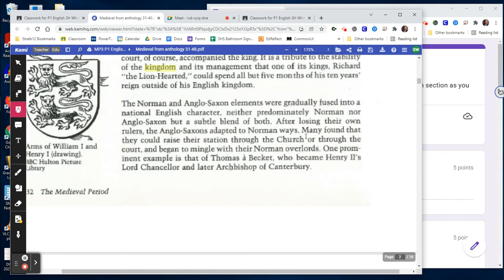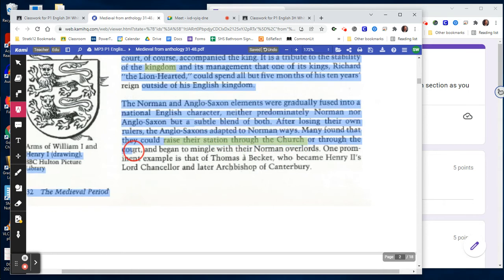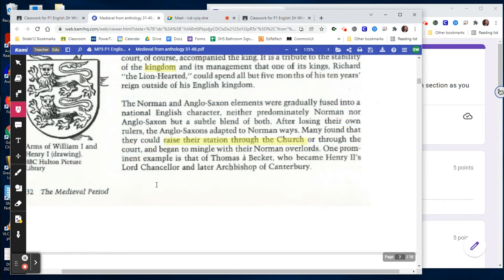So the way you could get more power, which they call raising your station, is you could get power through the church or through the king's court, be one of the king's people that helped administer his power or her power, which later started to happen.